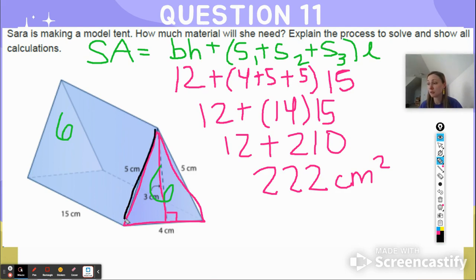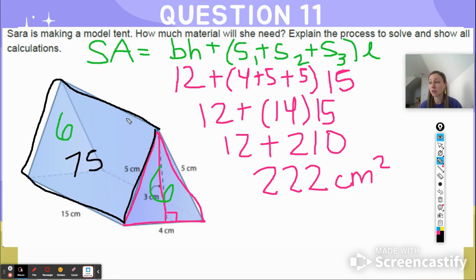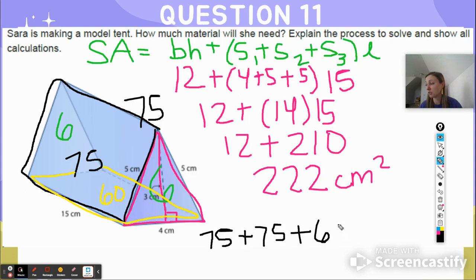The top rectangle, the one that you can see really, is 15 times 5. That is 75. And it is the same on the other side. So the two top parts of her tent would both have an area of 75. And then the rectangle on the bottom would be 15 times 4, which would be 60. So it would have an area of 60. And finally, we would add up 75 plus 75 plus 60. So that's all of the rectangles.